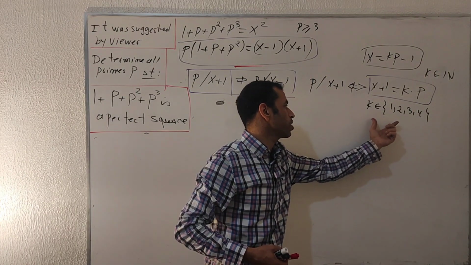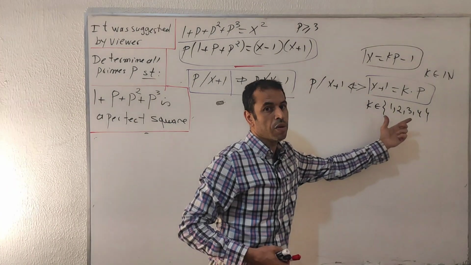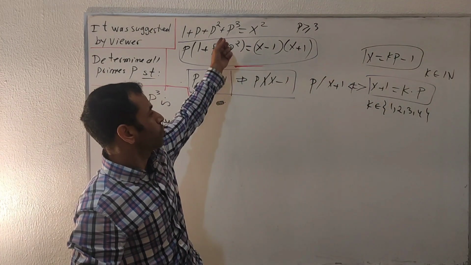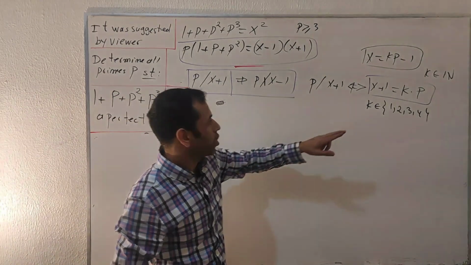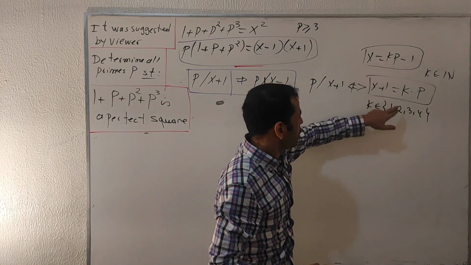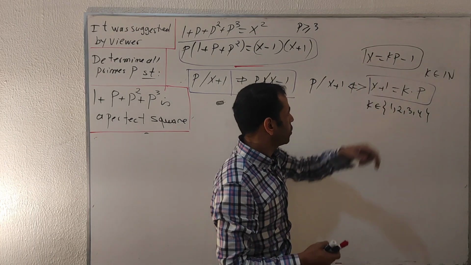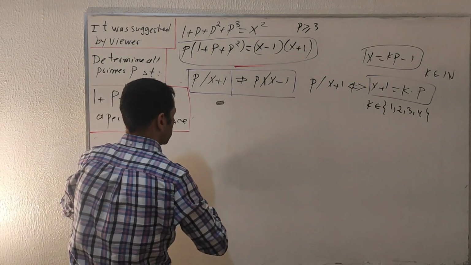Now we found this k taking these 4 possibilities, but we don't know yet which k is the appropriate value that can make us a solution for this equation. Okay, so we are going to use this equation and these facts in order to find x. So let's take case by case.